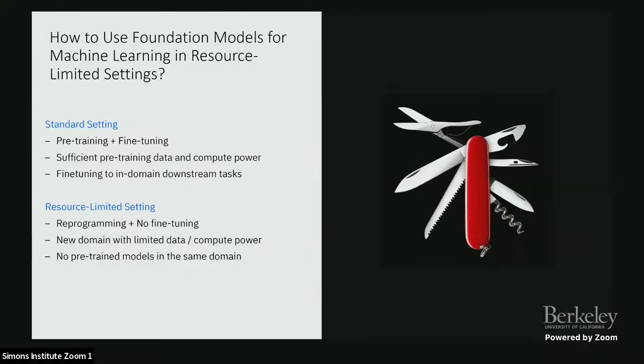Okay, so the setting I already described is that in the standard setting, if we have abundant resources, we can afford this pre-training and fine-tuning strategy. But here we are focusing on this resource-limited setting. We want to use these foundation models to solve a new machine learning task in a new domain, especially in a resource-limited domain. In this case, we are doing reprogramming instead of standard fine-tuning of the weights of the foundation model.